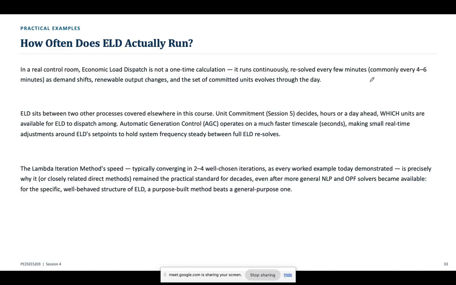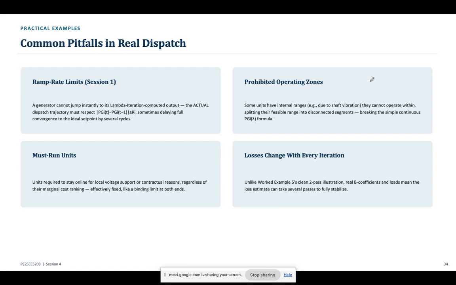See, moving ahead, I really want to name this: a textbook lambda iteration model assumes that generators can move freely to whatever output the optimization recommends. But real machines cannot always do that.